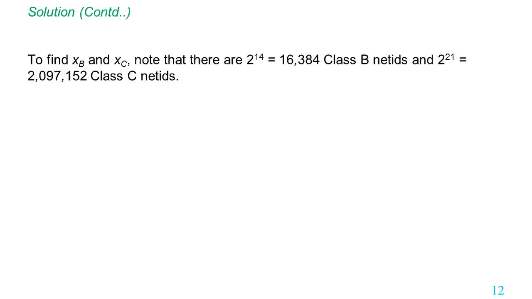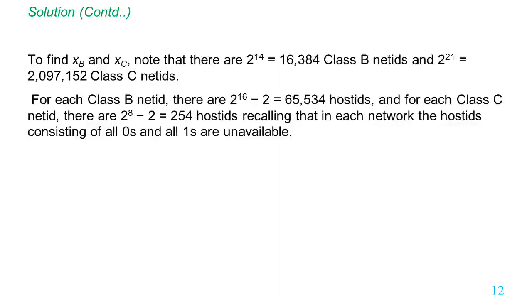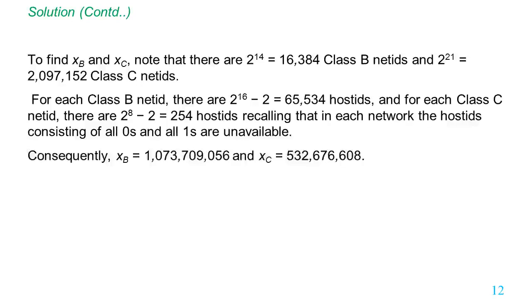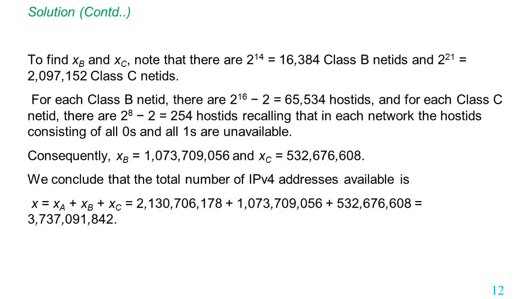Similarly, we can calculate XB and XC, and at last we add all the numbers to get the total number of network addresses for class A, class B and class C. This is the total number of internet addresses that can be generated using a 32-bit address.